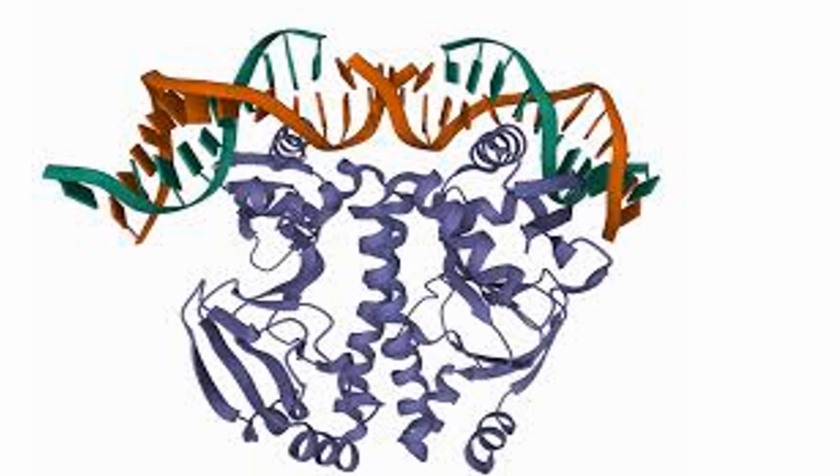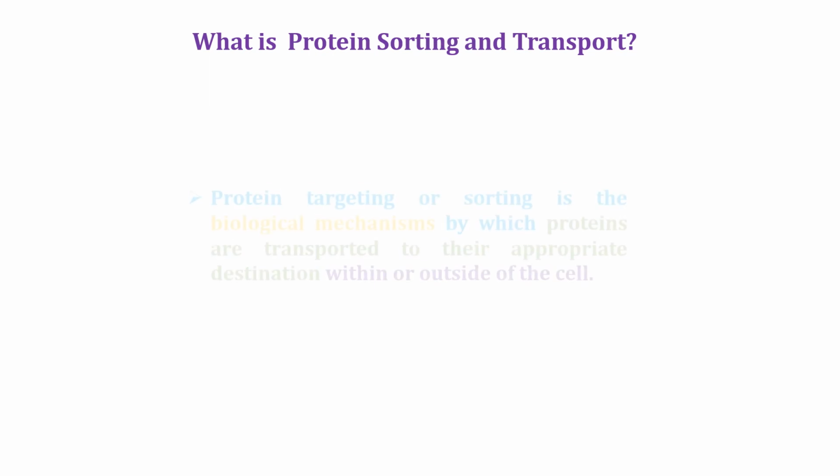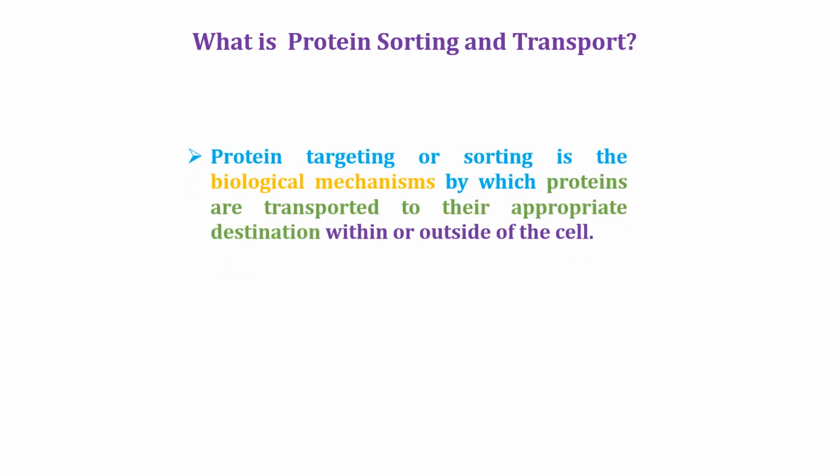Today we are going to understand protein sorting and transport. The first step of protein sorting takes place while translation is still in progress. So what is protein sorting and transport? Protein sorting, or sorting and targeting, is a biological mechanism by which proteins are transported to their appropriate destination within or outside of the cell.